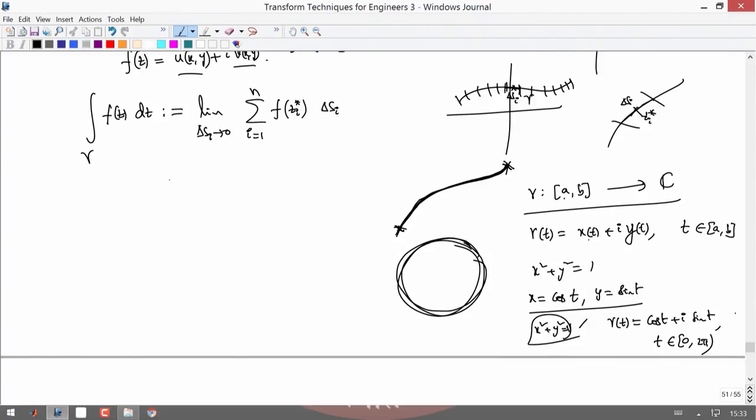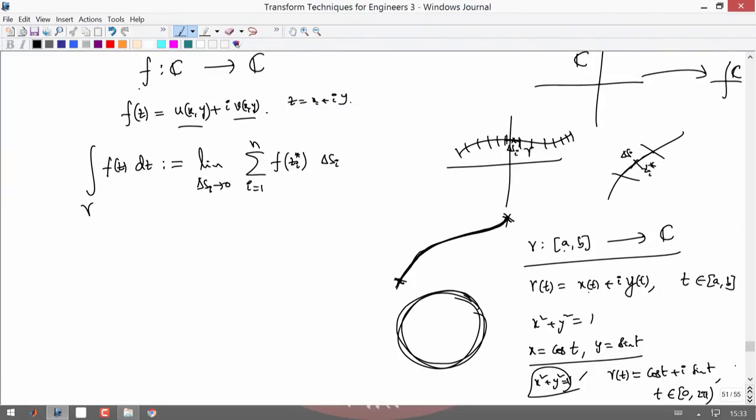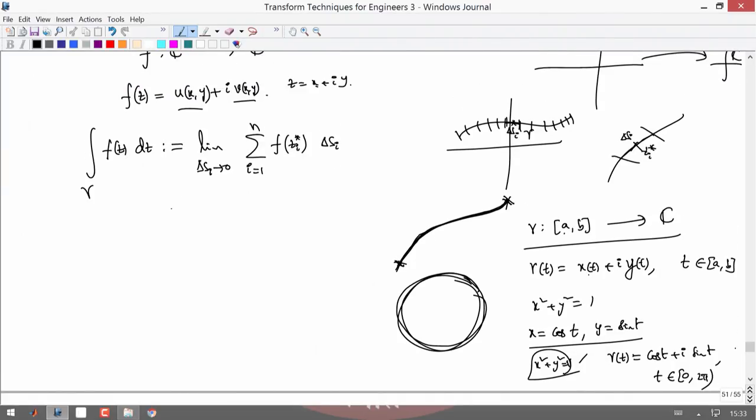In the same way, I will not look into the details. You can look into the textbook, Churchill. I suggest you look into Churchill. You finally see that once you have the parameterization, gamma goes from the complex plane as your domain to the interval [a, b]. Wherever z is there, you put this parameterization. So z belongs to gamma, and z of t is x of t and y of t.